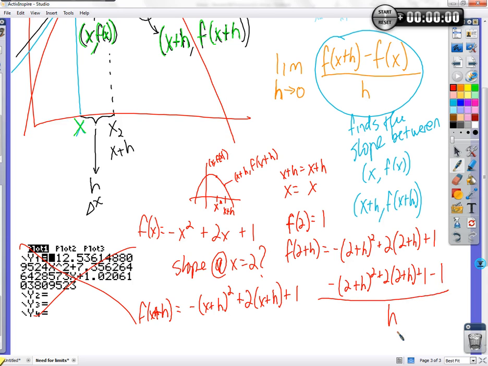Over h. And then what do we want h to do? The limit as h goes to 0. Does that just mean you want h to be as close to 0 as possible? Yeah, but it is going to go to 0. And this is why we need what we're going to learn. We're going to back up from this question and scoop up all the stuff we need to know before we can answer a question like this.